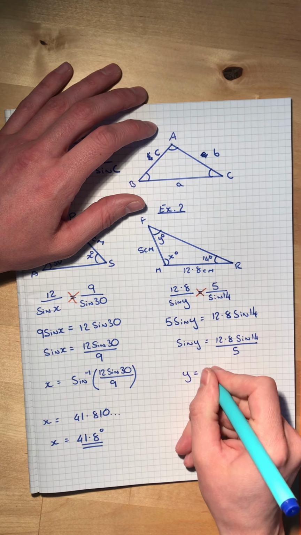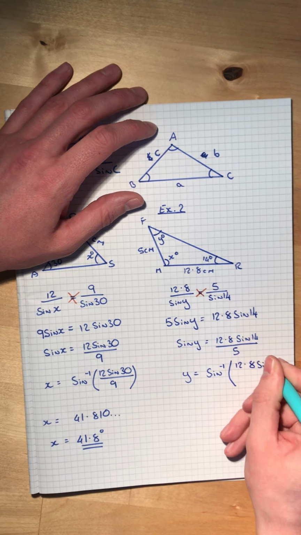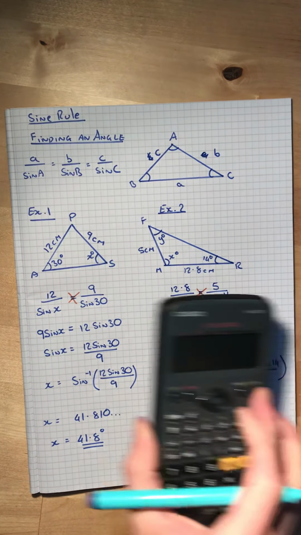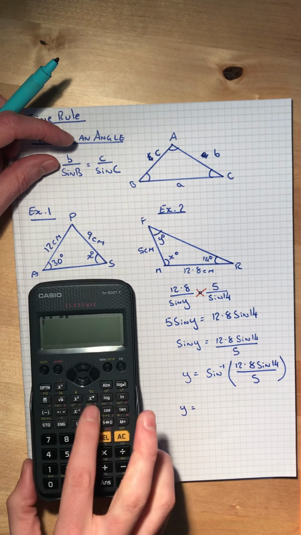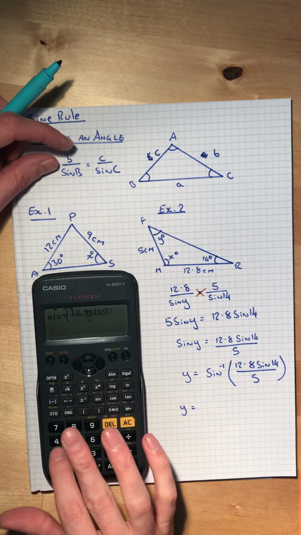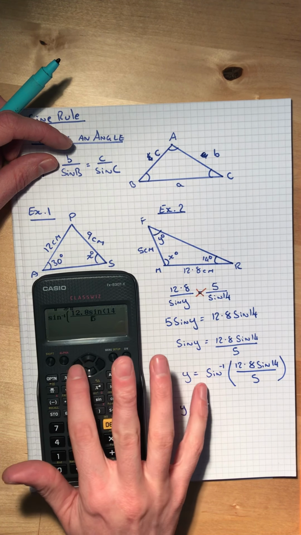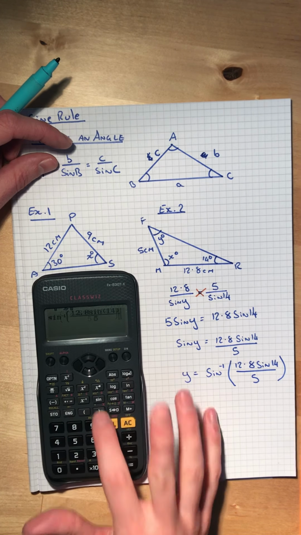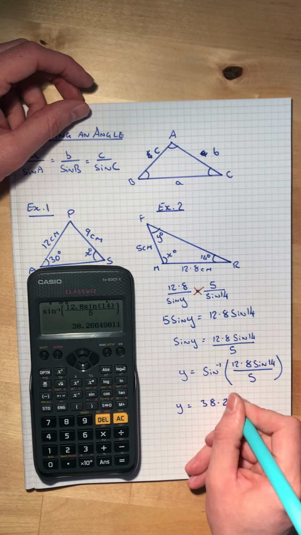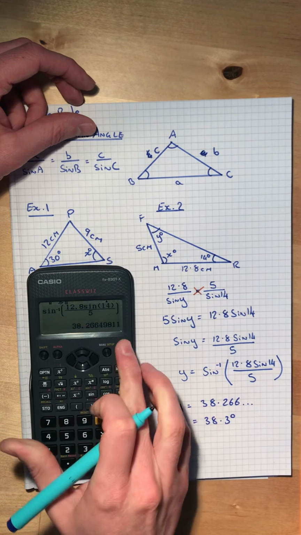So just like before, y equals sine to the negative 1 of 12.8 times sine 14 all over 5. So we can get our calculator. Shift sine fraction 12.8 sine 14 divided by 5. Close brackets. Press equals 38.266, which rounds to 38.3 degrees.